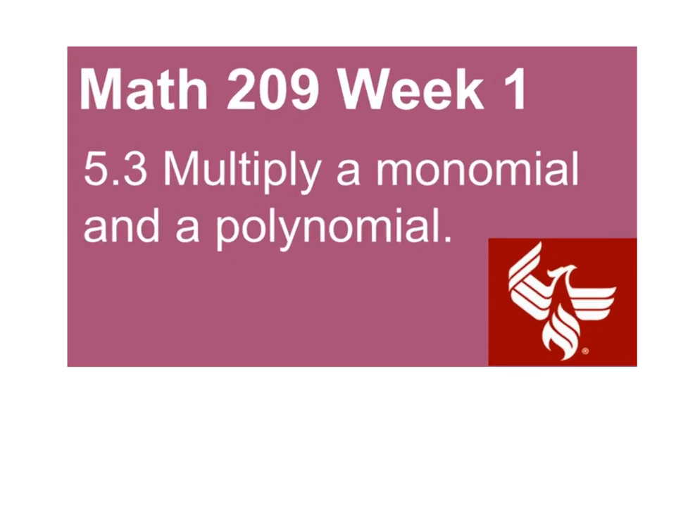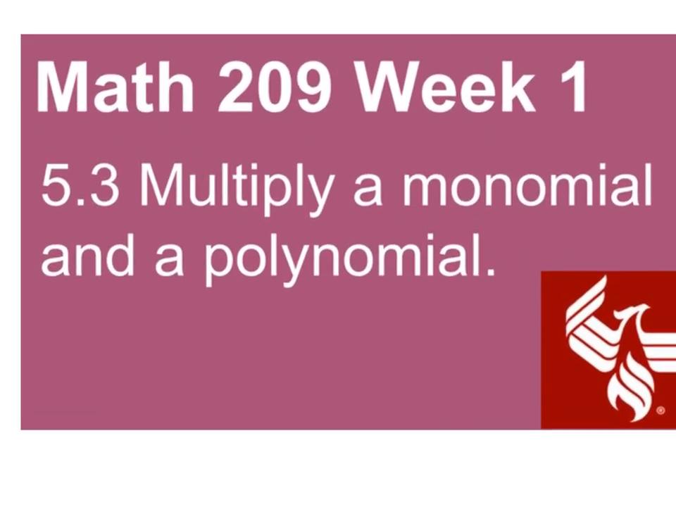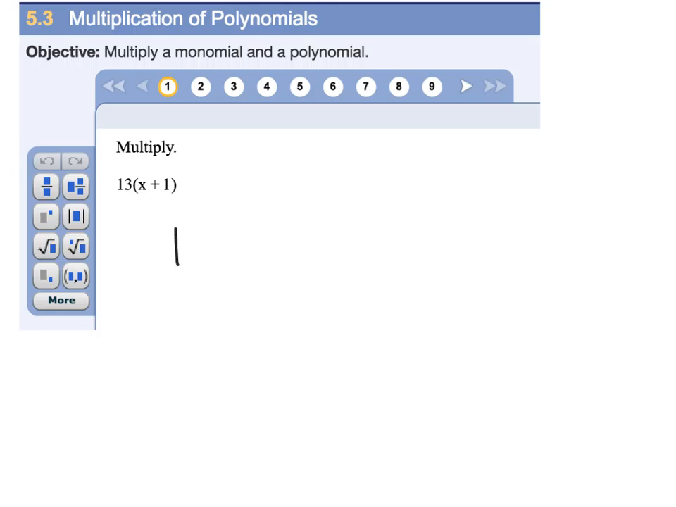All right, this is Math 209, Week 1, Section 5.3, multiplying. So what does that mean? Well, multiplying, when you have a number in front of a quantity, that means you have the distributive property. So we're going to multiply everything inside the parentheses by 13.